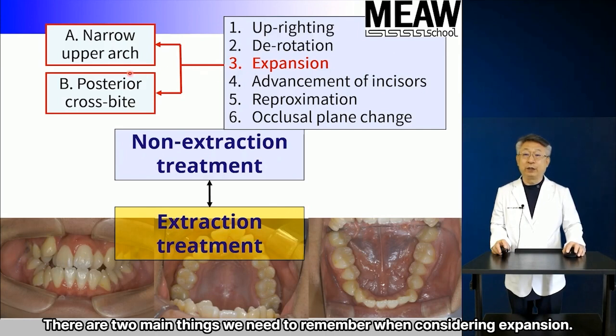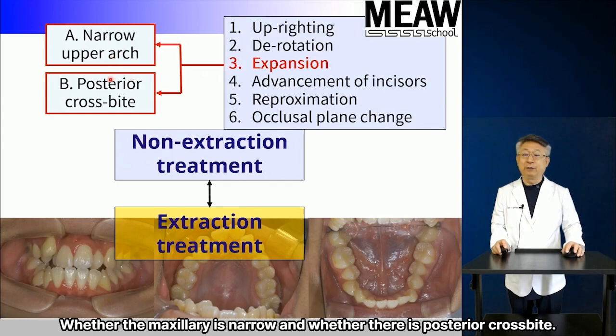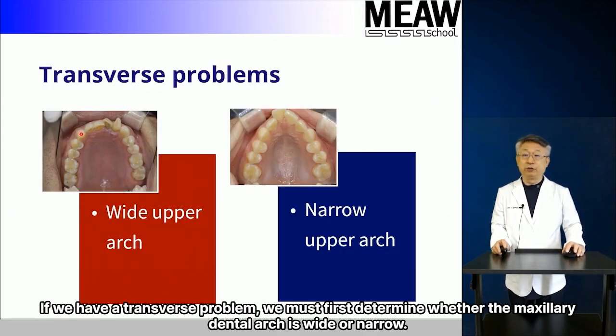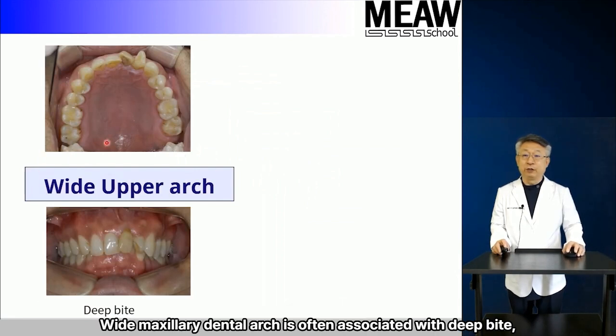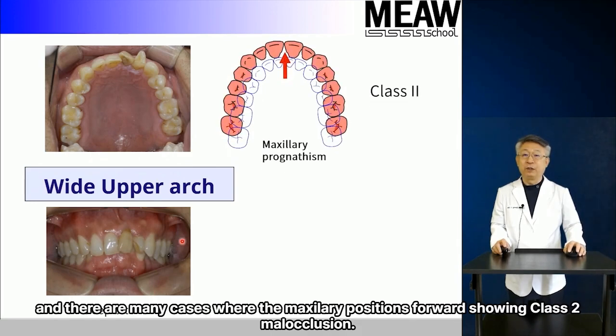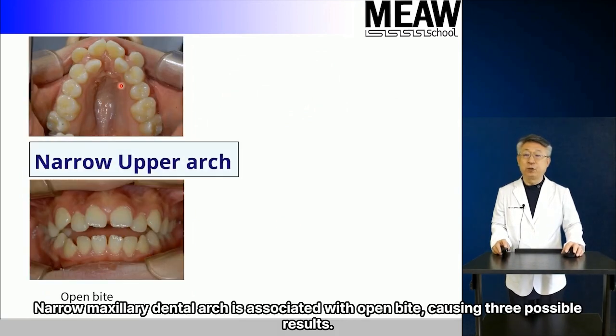There are 2 main things we need to remember when considering expansion: whether the maxillary is narrow and whether there is posterior crossbite. If we have a transverse problem, we must first determine whether the maxillary dental arch is wide or narrow. Wide maxillary dental arch is often associated with deep bite. And there are many cases where the maxillary positions forward showing class 2 malocclusion.